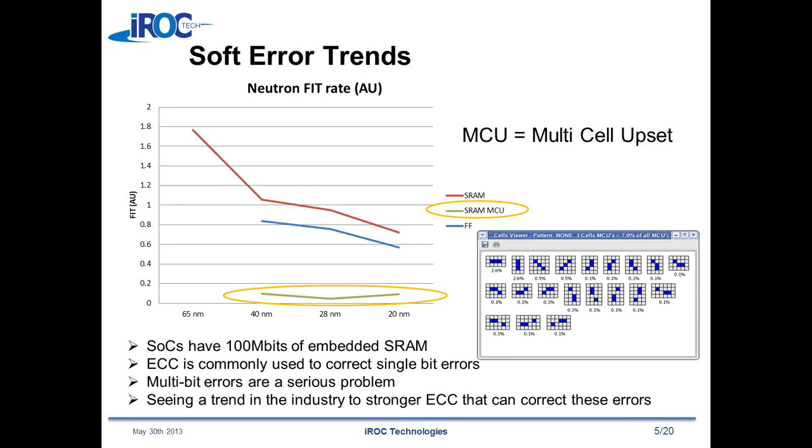And this is a significant phenomenon because it's become quite common practice to use error-correcting codes on memories that can correct single-bit errors. But when we're getting these multi-bit errors, we need to look at other solutions than just single-bit error correction. This is also exacerbated by the fact that chips today often have on the order of 100 megabits or more of embedded SRAM.